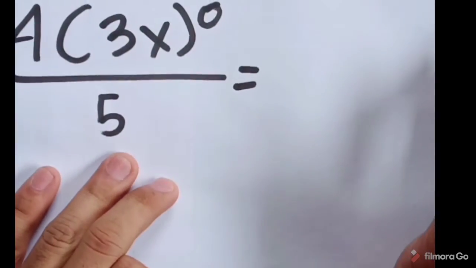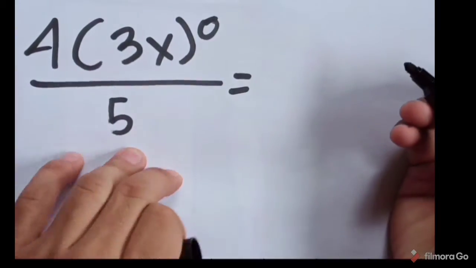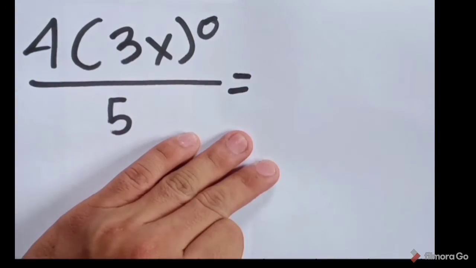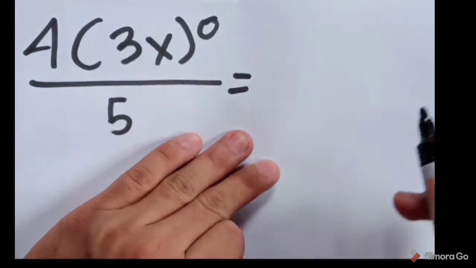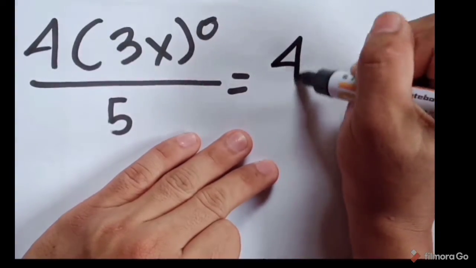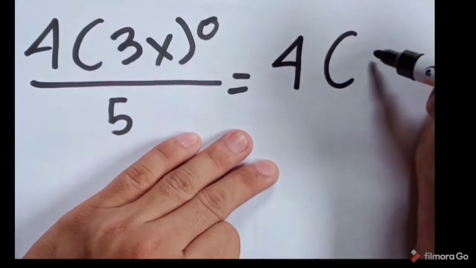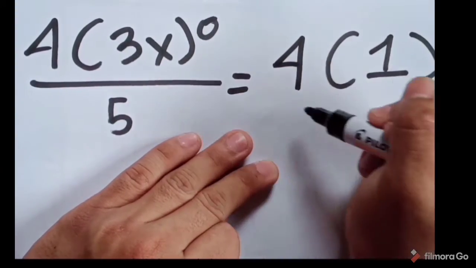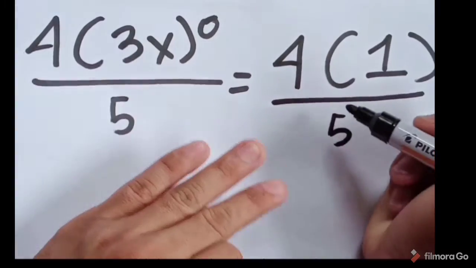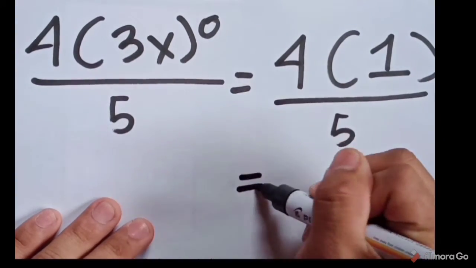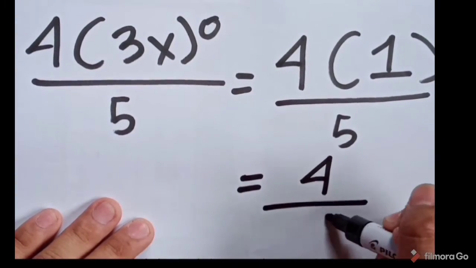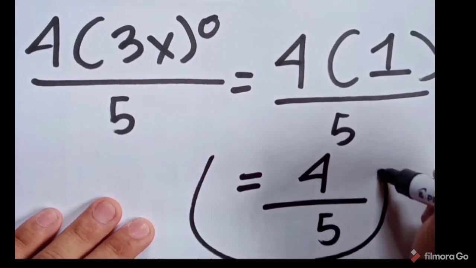Okay, let's use rule number 1 in an equation. If 4 is multiplied to 3x which is raised to 0, over 5, the answer is that 4 multiplied by, if 3x is raised to 0, it is equal to 1, over 5. 4 multiplied by 1 is equal to 4 over 5. This is the answer.